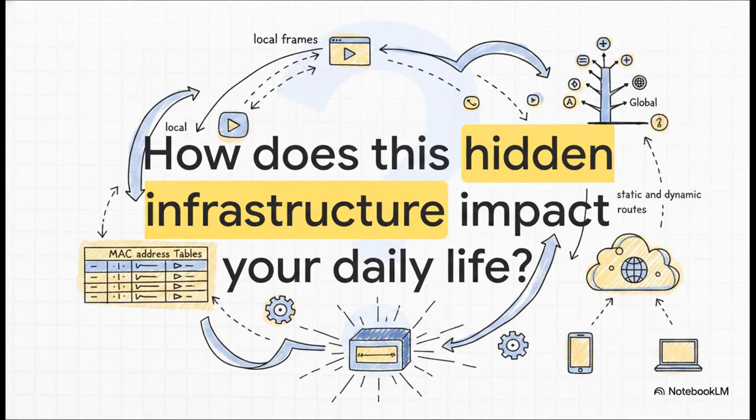And wow, that brings us right back full circle. Every single time you stream a video or open a web page, you are relying on MAC address tables directing local frames, static and dynamic routes navigating global IPs, and hardware-accelerated routing keeping everything moving instantly. So I'll leave you with this. Now that you can actually visualize this invisible ballet, how does knowing about this hidden, perfectly orchestrated infrastructure change the way you look at your everyday digital life?